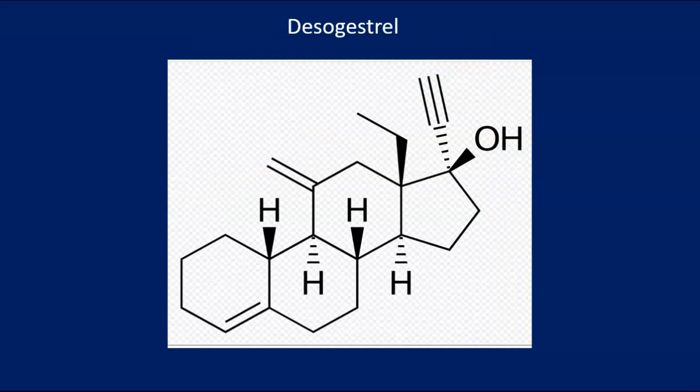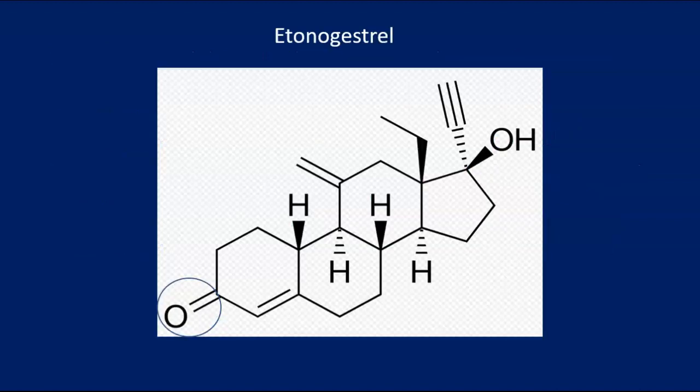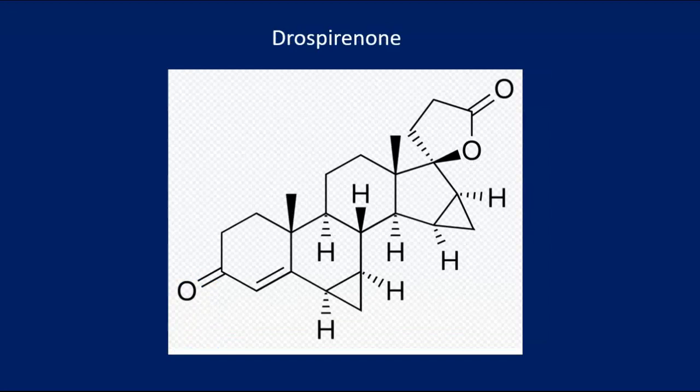And then we have desogestrel, where modifications of it will lead to etonogestrel. And this is done by, again, the C17 and C19 modification we've been talking about, but now with the attachment of a ketone at C3. And you can see down here where we had the oxime group with norgestimate, here we have the ketone attached. And etonogestrel, as I think most of you are aware, is the progestin that's in the contraceptive implant.